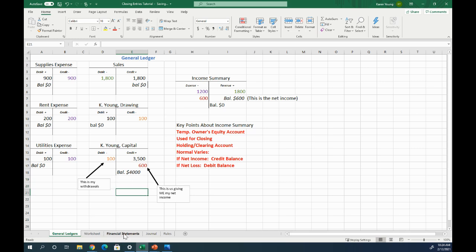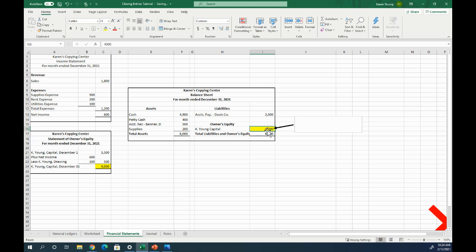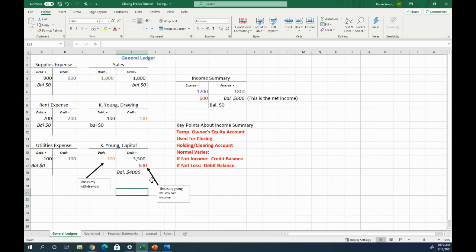And that's important because look at my financial statements. I'm showing $4,000 on my balance sheet, $4,000 on my owner equity statement. Now this is showing $4,000. So they're all aligning and working together. Everything is good. So let's journalize that last closing entry of me closing out drawing to capital.